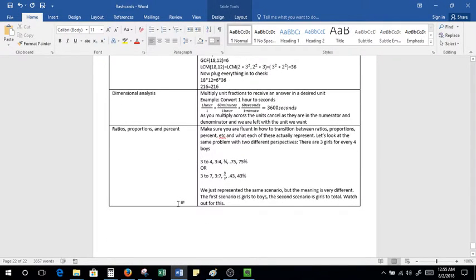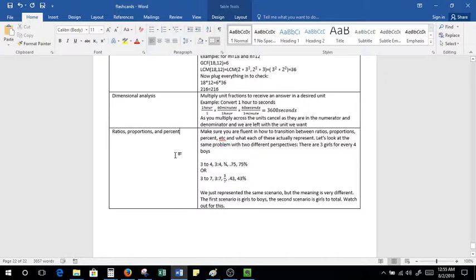Next, let's go to ratios, proportions, and percent. What I'm concerned with here is translating between the two and making sure you understand what you're finding. What I found is that people make mistakes because they're not viewing it from the right perspective. So let's look at an example. There are 3 girls for every 4 boys. That could be 3 to 4, or 3 over 4, 0.75, or 75%.